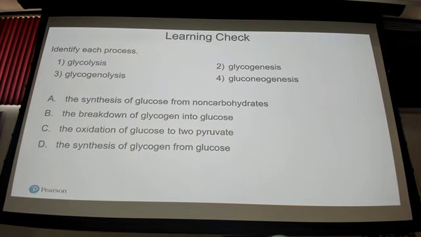All right. Check on learning. So identify each of the processes below. What is the synthesis of glucose from non-carbohydrate? Gluconeogenesis. What about the breakdown of glycogen into glucose? Glycogenolysis. Oxidation of glucose into 2 pyruvate. Glycolysis. And the synthesis of glycogen from glucose. Glycogenesis. Do you guys have any questions?